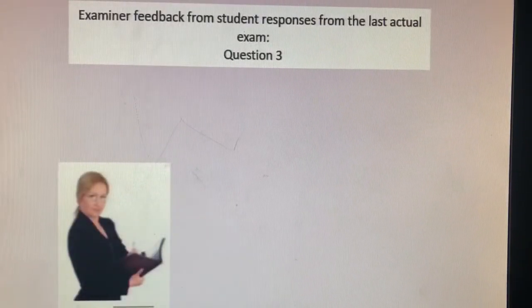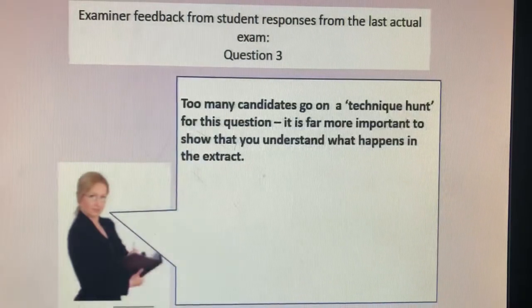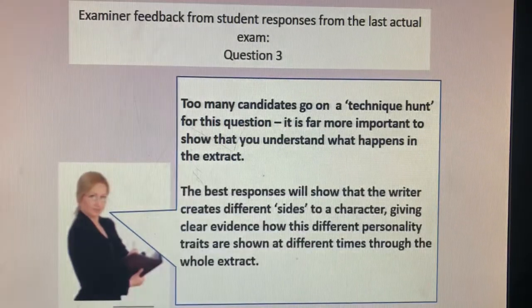Each year, the school gets sent feedback from the exam board regarding the last actual exam. This is the feedback then for question 3. Too many candidates go on a technique hunt for this question. It is far more important to show you understand what happens in the extract. And the best responses will show the writer creates different sides to a character, giving clear evidence how these different personality traits are shown at different times through the whole extract.